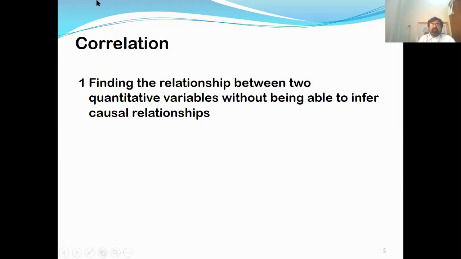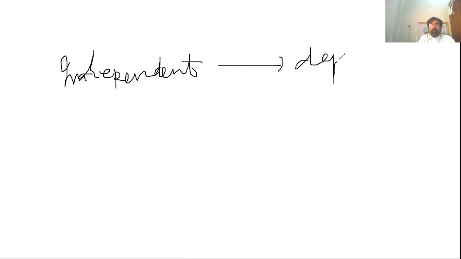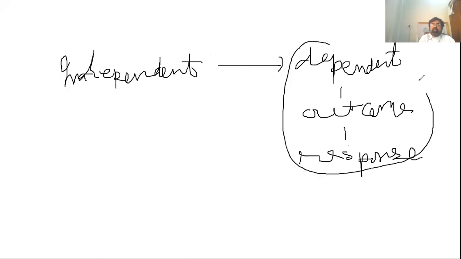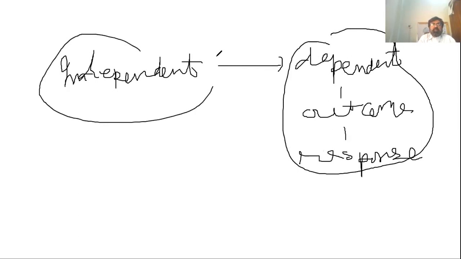There are two variables. The independent variable, and the dependent variable. This is also called the outcome variable or a response variable. So these are the three names for the variable which is not in the hand of the researcher. This variable is in the hand of the researcher.